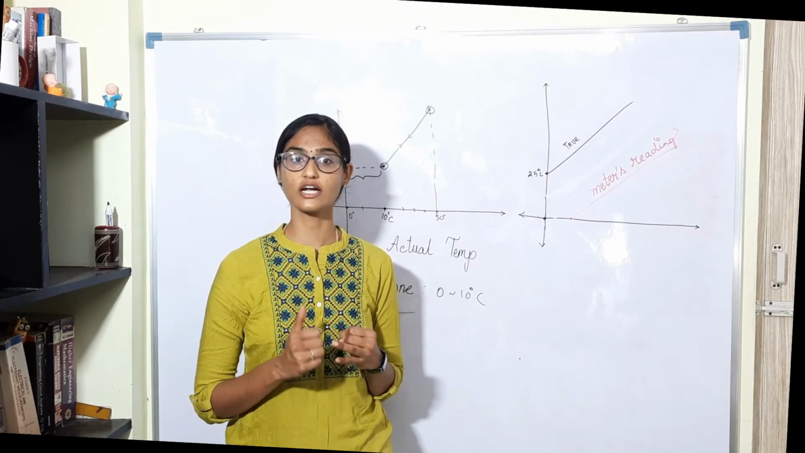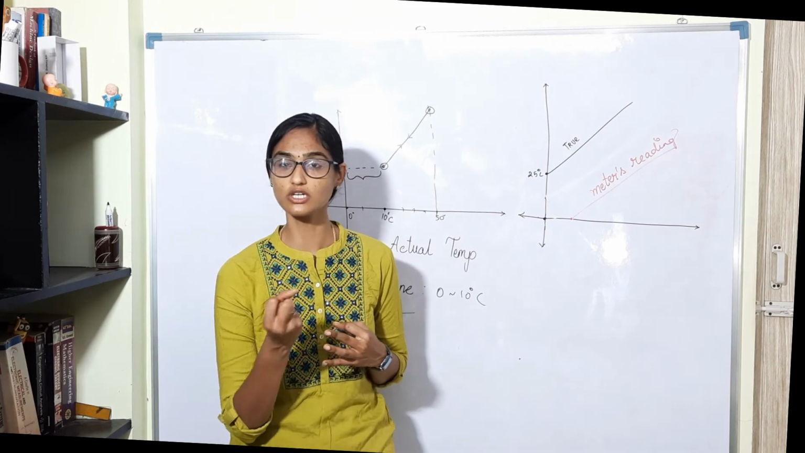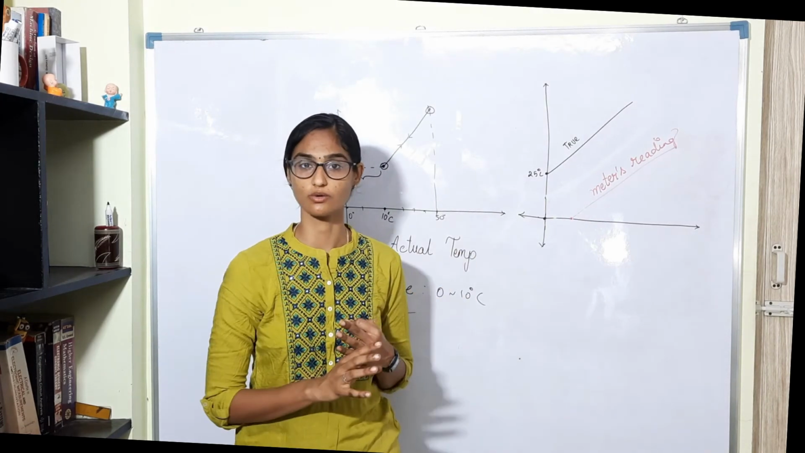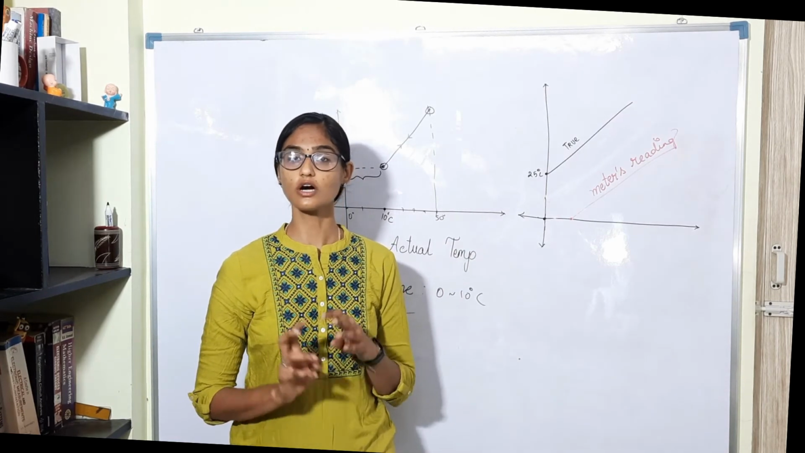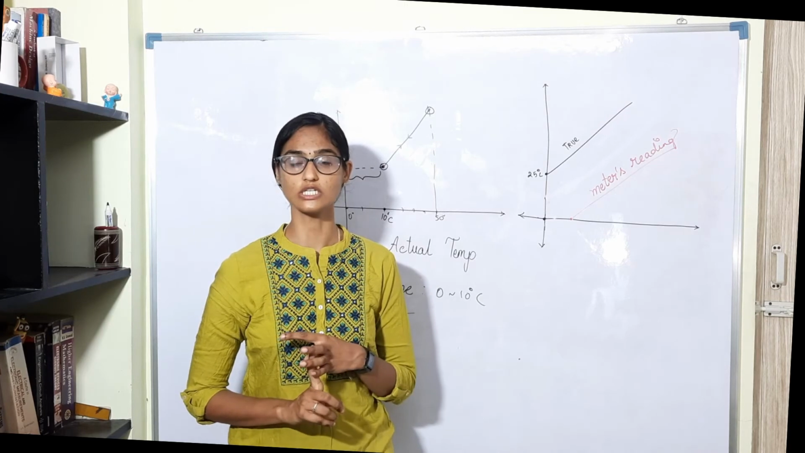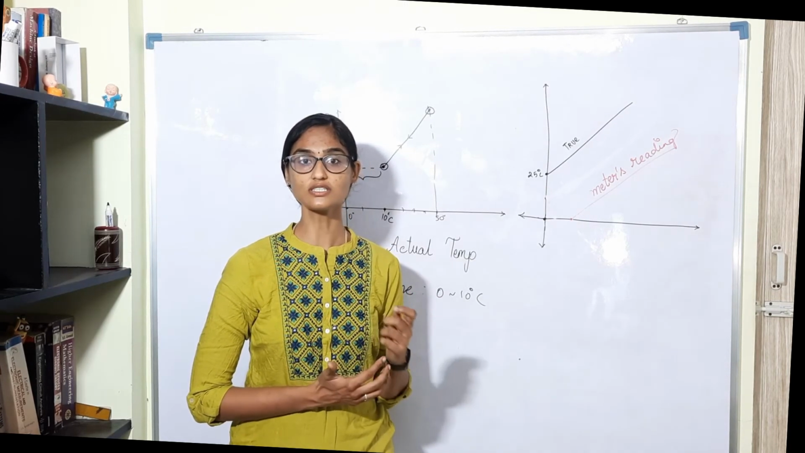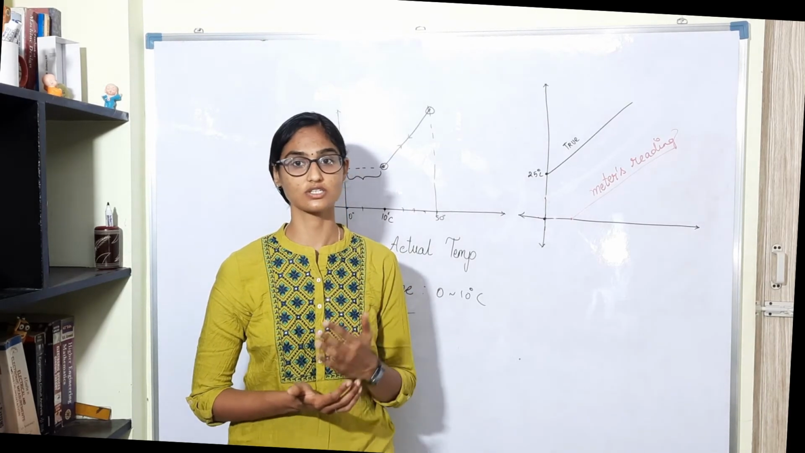Next, we saw device sensitivity. How accurately it will be able to capture the input that is sent to it and present it in its readout. That is called sensitivity. Then we saw another parameter called resolution, which is the smallest amount of input that this device will be capable of displaying. That is called resolution.